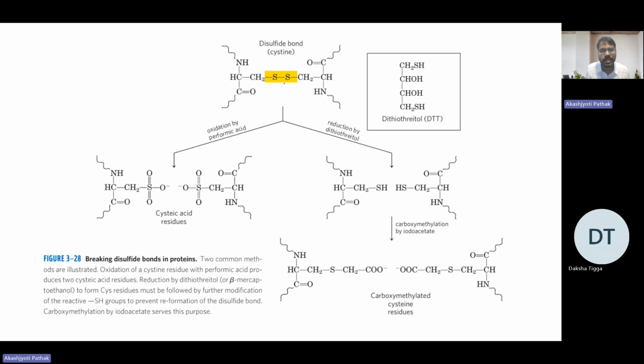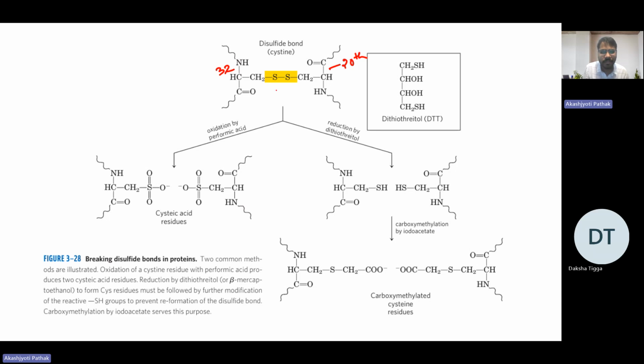Let's understand through this figure, which is again from the book Lehninger. So this is a protein. For example, this can be the 32nd amino acid residue, and this can be, say, the 20th amino acid residue. The 20th amino acid residue has a cysteine residue, and the 32nd amino acid residue can also have a cysteine residue. Now this cysteine and this cysteine can form an intra disulfide bond within the protein molecule.